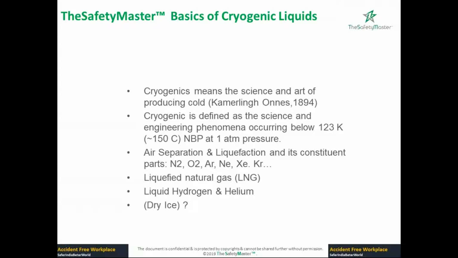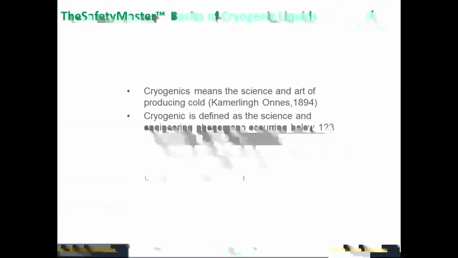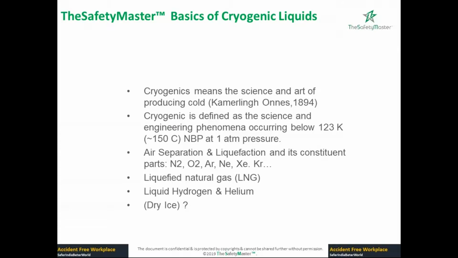It means the science and art of producing cold. So that's the meaning of the word. And in the scientific community, cryogenics is defined as the science and engineering of phenomena occurring below 123 Kelvin, that is minus 150 degrees centigrade, at normal boiling point at 1 atmosphere of pressure. So that is the criterion on which cryogenic fluids have been defined.